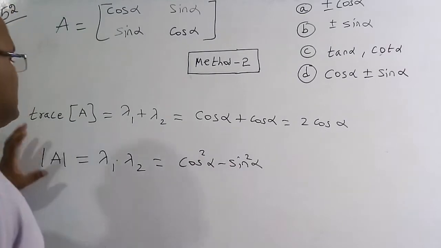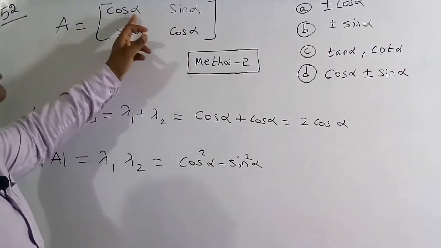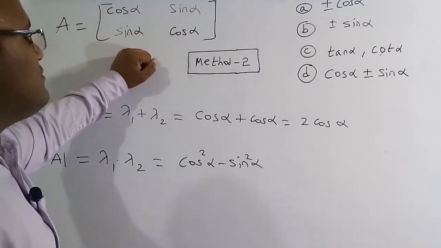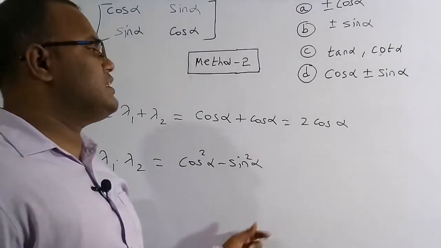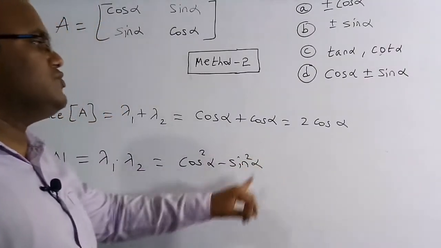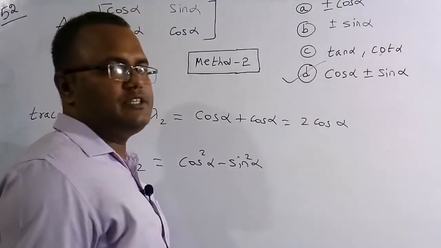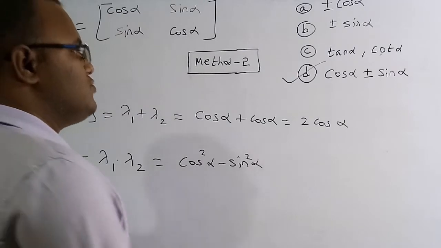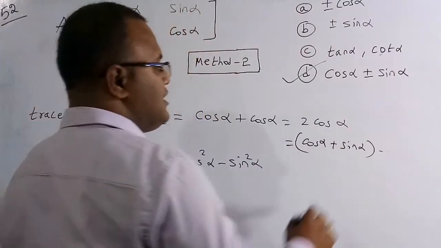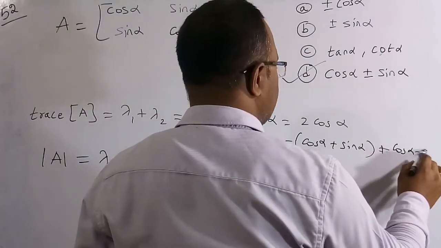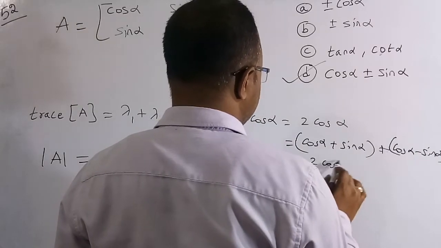Similarly, the determinant of this matrix is equal to the product of the eigenvalues. If you take the determinant of this matrix, we are going to get cos square alpha minus sin square alpha. Now we have to check from these options which is going to satisfy these two conditions. You can see clearly only option D satisfies these conditions. One eigenvalue is cos alpha plus sin alpha, and the other eigenvalue is cos alpha minus sin alpha. If you add these two terms, we finally get 2 cos alpha. Yes, this is satisfied.